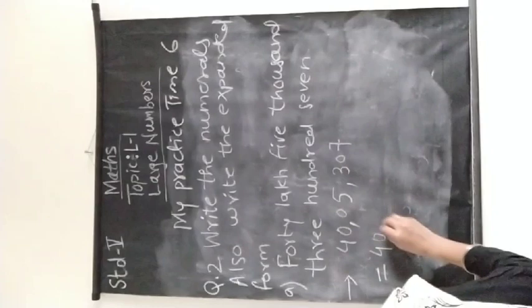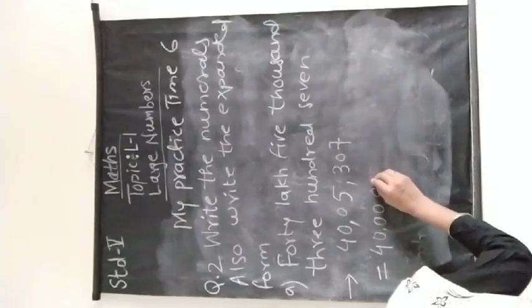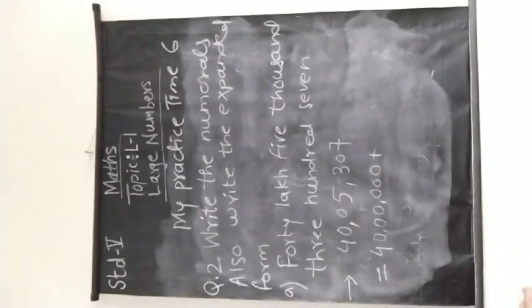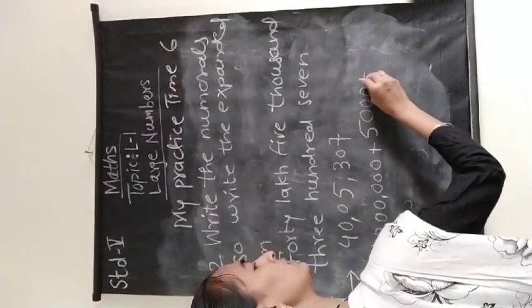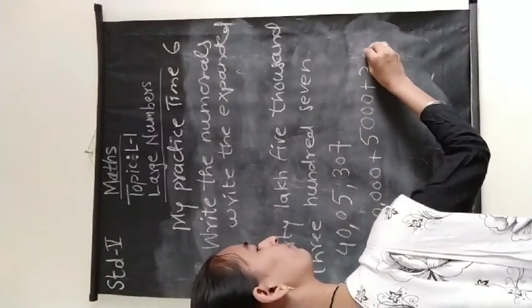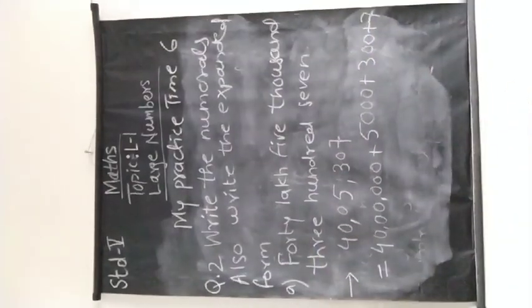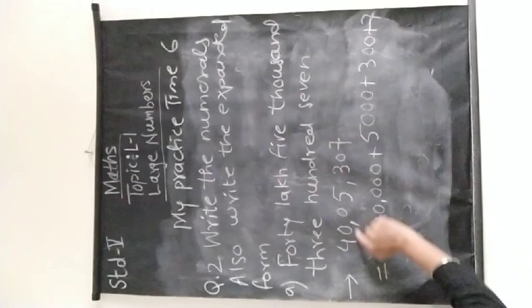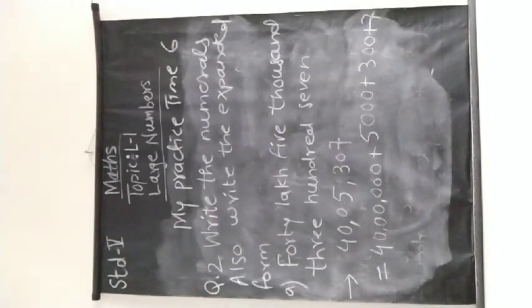So 1, 2, 3, and this. Okay, this is 40 lakh plus 5,000. How are we writing the 5,000? This is 5,000 plus 300. Okay, plus 300 plus 7. Understand how to write in expanded form? If the words are given, convert them into numbers, and after converting to numbers, just take the addition of the numbers.